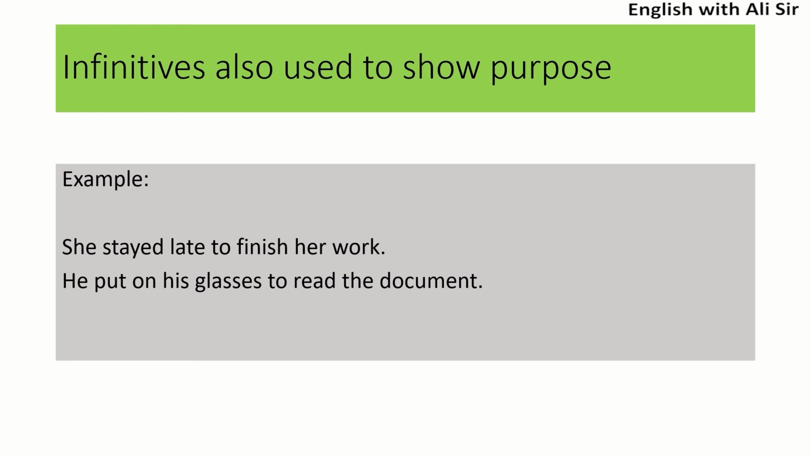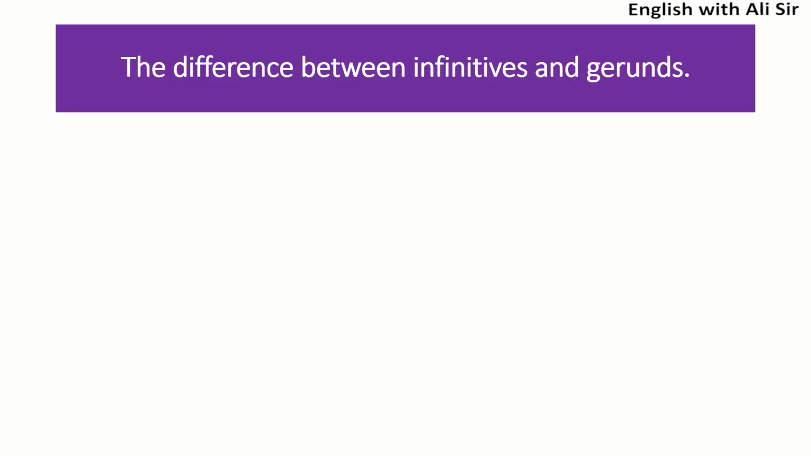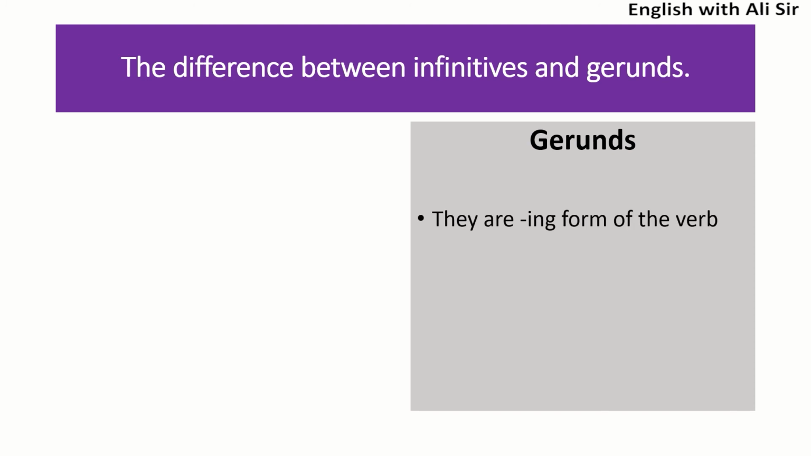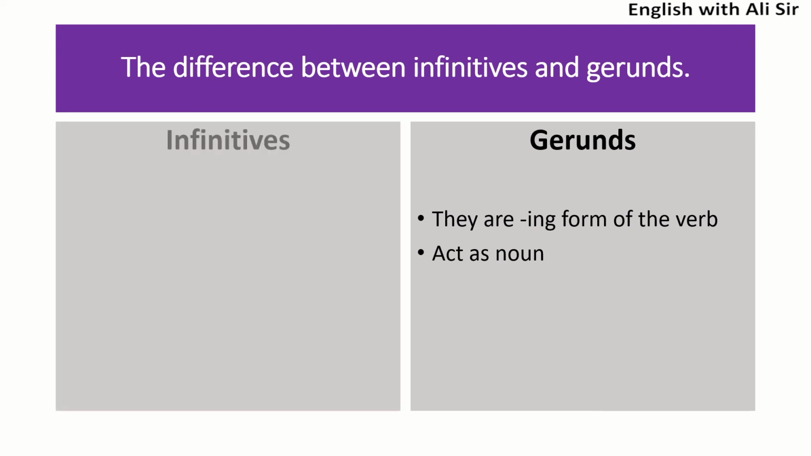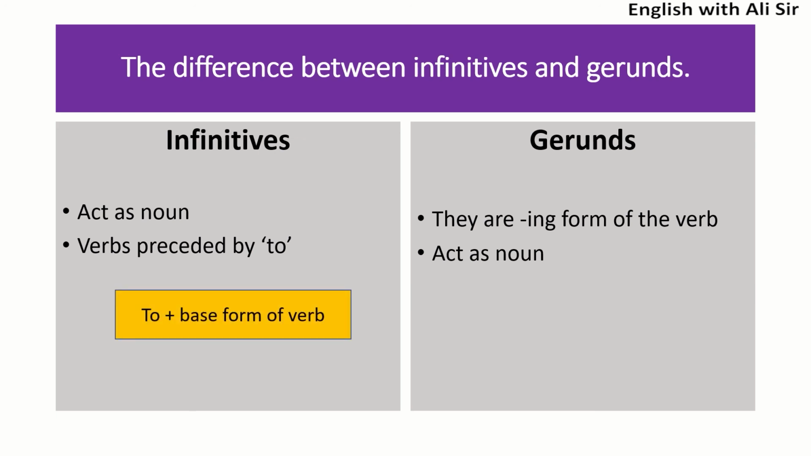So understand the difference: infinitives and gerunds are two different things, and gerunds are the ing forms of the verb. They are also used as nouns. Infinitives also take the shape of a noun, but the basic difference between infinitives and gerunds is that infinitives are verbs preceded by to. That means first comes to, then comes the verb, and that acts as a noun. While in comparison to infinitives, gerunds are verbs in the form of base form plus ing. So they also act as nouns, but their usage is somehow different. In order to know about gerunds, keep watching my videos.